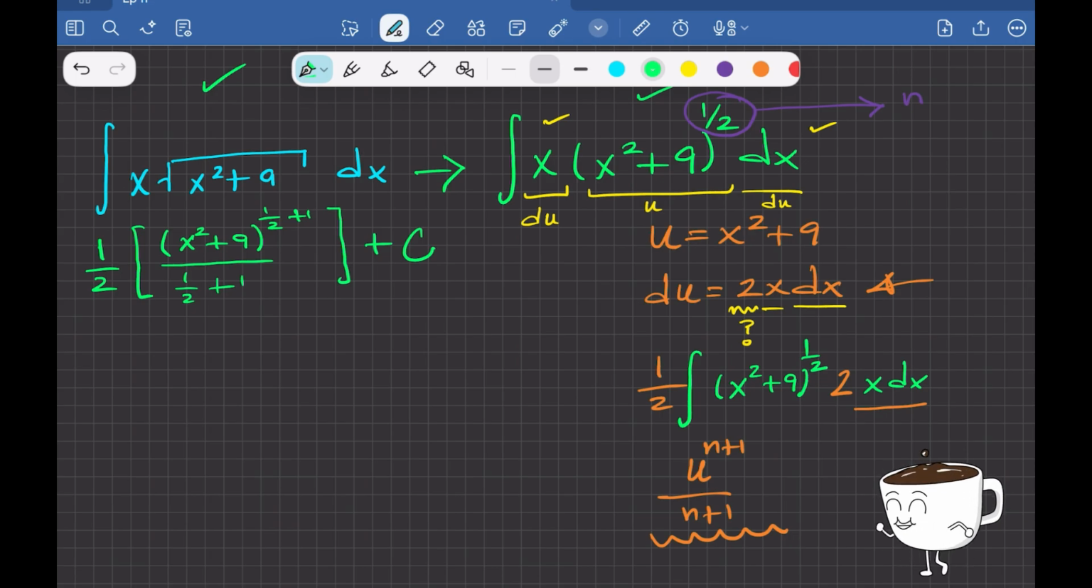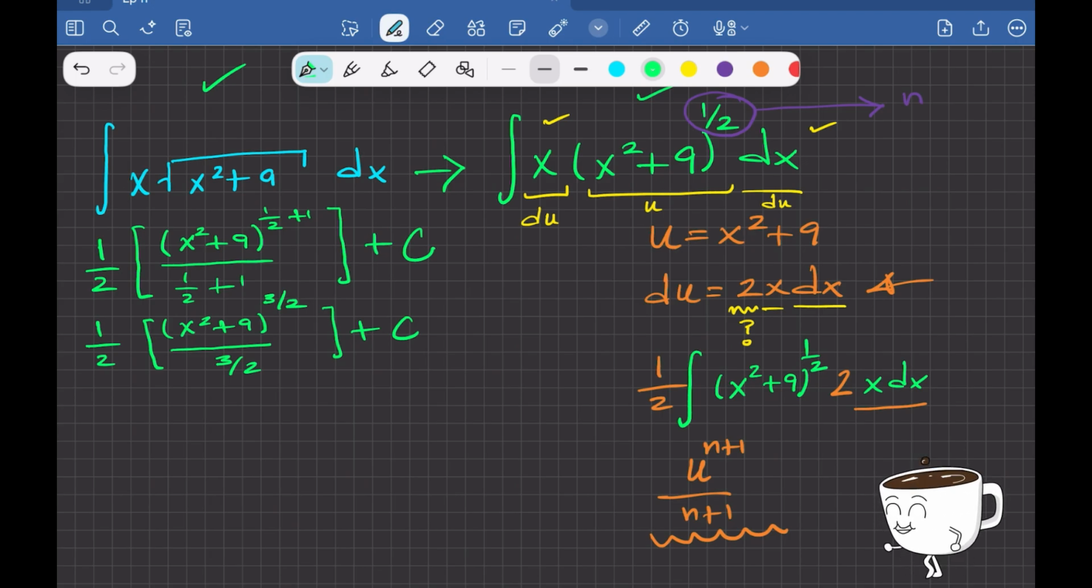How much is 1/2 plus 1? It is 3/2. And on the denominator side, how much is 1/2 plus 1 as well? It is also 3/2. And it must be multiplied by 1/2, which is the part on the outside. Before putting the final result, we reposition: x squared plus 9 raised to 1/2 plus 1. How much is 1/2 plus 1? It is 3/2, divided by 3/2. Perfect.